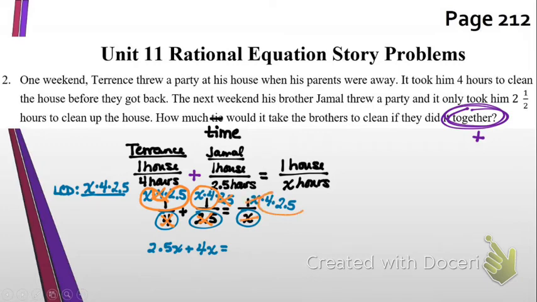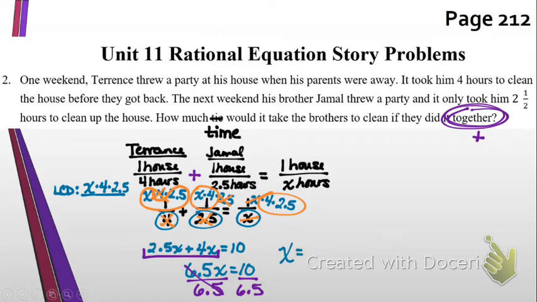Cancel the x's, so I have to multiply the 4 and the 2.5 together, and I get what? 10. Do we have any like terms to combine? What do I get when I put those together? 6.5x equals 10. Let's go ahead and divide both sides by 6.5. And that gives us what? You said 1.538? Do we need units with that? Hours.